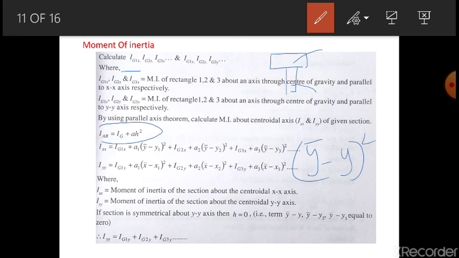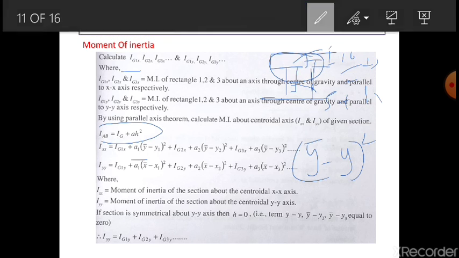Next is the area. If A1 is the area of the first object, and y1 is the half distance of that object with reference to the reference line. If this is 10, means 10 by 2, that is 5, plus the remaining height at the bottom up to the reference line, that total length will be your y1. We'll try to find out how to solve this.